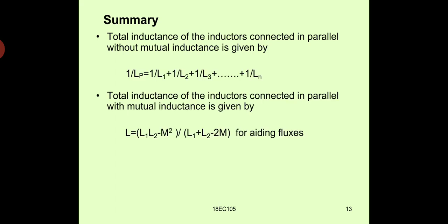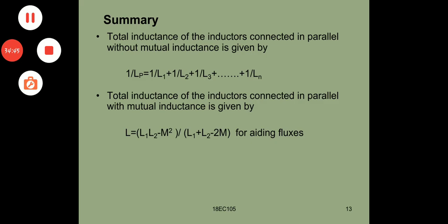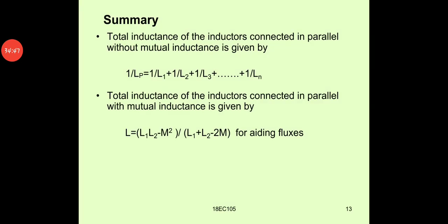Now let us summarize the things we have discussed so far. The total inductance of the inductors connected in parallel without mutual inductance is given by 1 by Lp equal to 1 by L1 plus 1 by L2 plus 1 by L3 and so on up to 1 by Ln. And similarly for the total inductance of the inductors when they are connected in parallel with some mutual inductance.